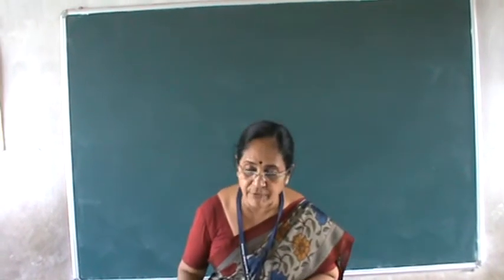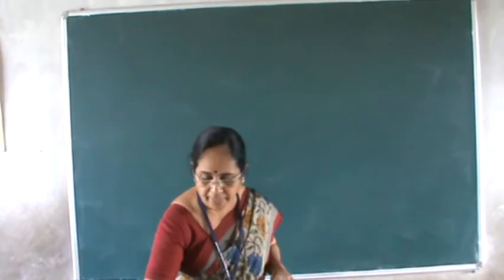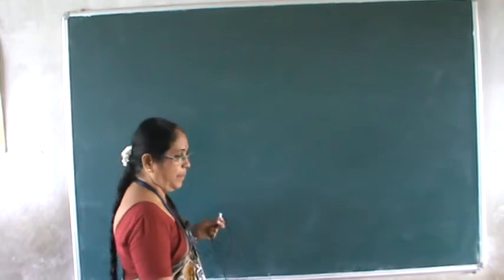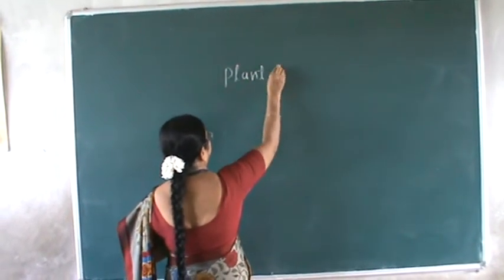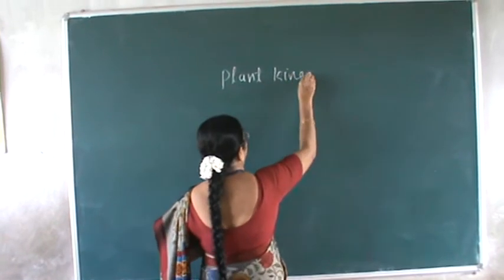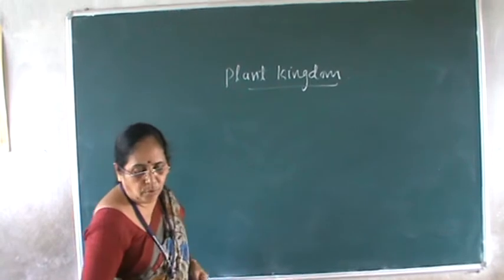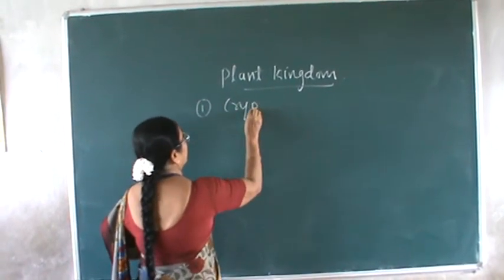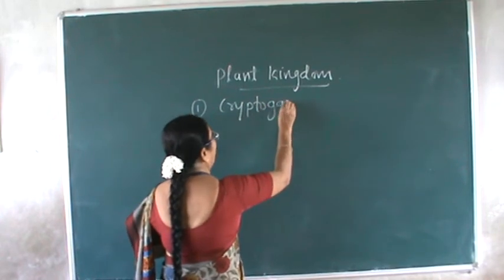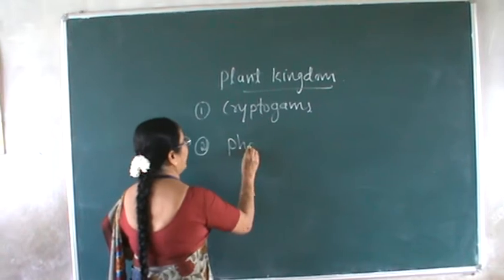The angiosperms are very highly evolved plants. Before going on to angiosperms, the entire plant kingdom is divided into 2 different groups. The first one is called cryptogams. The second is called phanerogams.